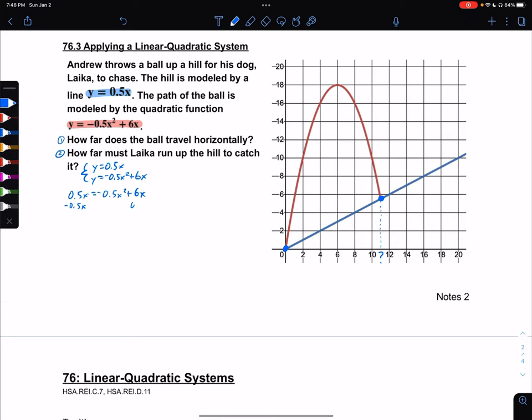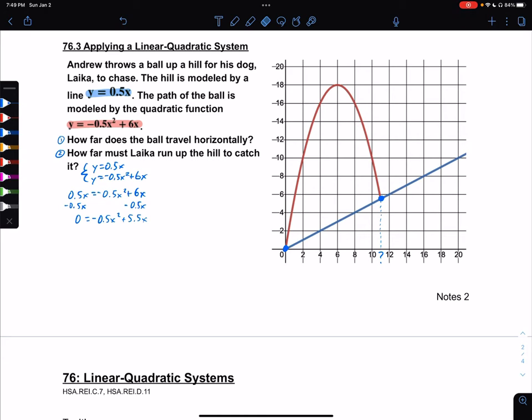Let's get our like terms together. So we'd have 0 equals negative 0.5x squared plus 5.5x. I know that we're going to have to factor this just by looking at it. Maybe you realize that right away, maybe you don't. But as you do them more often, you start to kind of see patterns and start to see what you'll look at.